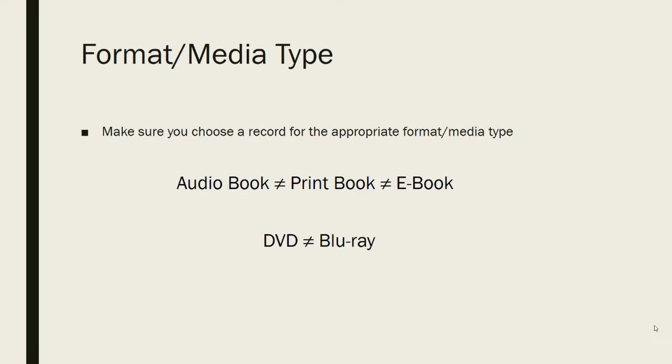Do not put a DVD and a Blu-ray on the same record, unless, of course, they're in the same case, in which case you create a record or use a record that's for both of them at the same time. But you do not combine these things on records. You use the record for what you have. So if you have a book, you use a book record, not an ebook record. If you have a DVD, you do not use a Blu-ray record. You're going to steer your patrons wrong. You're also going to make your life harder and everybody else's lives harder because things are not now where they need to be.